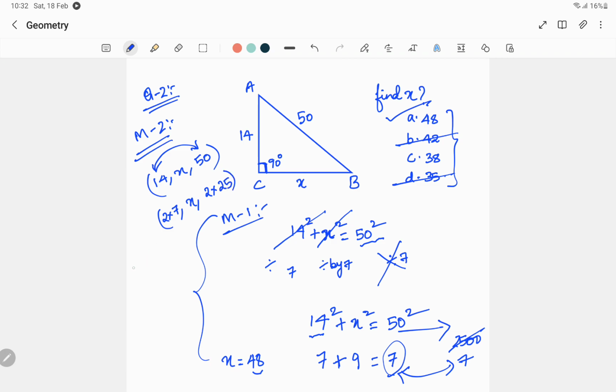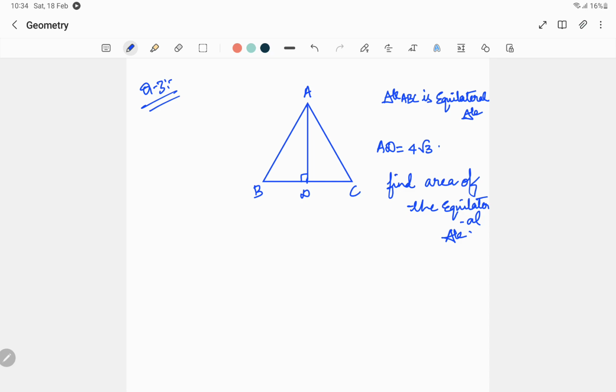So from here we can say that there is a Pythagorean triplet. If the base triplet is 7, 24, 25, and if I multiply each and every element of this triplet by 2, I can get a Pythagorean triplet of 14, 48 and 50. So that will be the lengths of the sides of this right angle triangle. So x is 48.